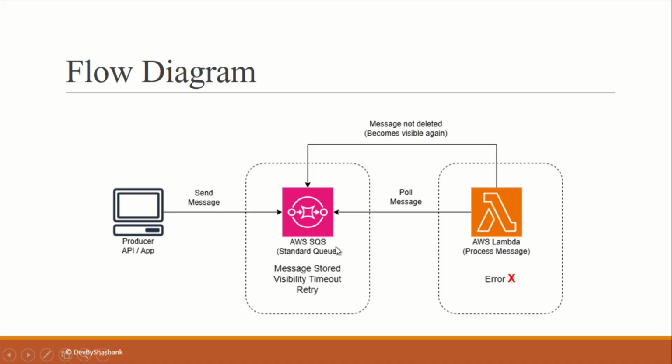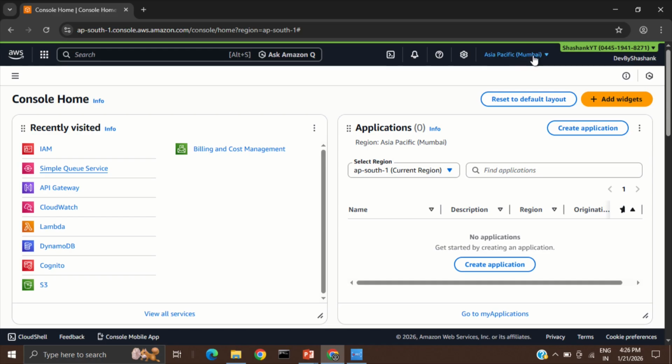So let's see how to implement this thing. Also, we'll see what is visibility timeout, because visibility timeout plays a very important role here in this flow. So let's move to the AWS console. Here, make sure you are in the correct region. Now let's create an SQS.